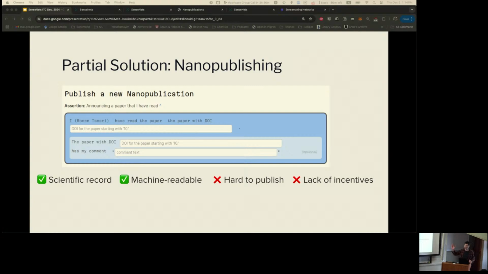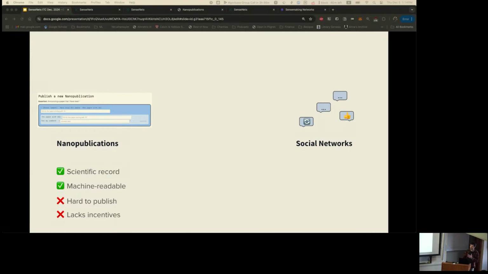But on the flip side, they're hard to publish. No one really has time to go and fill out these forms and choose the right template. And there's also a lack of incentives for even creating them in the first place because no one knows about it. So it's a new project, and that's another challenge. But what we're noticing is there's actually a really interesting complementary relation with social networks. Social networks are exactly the opposite of nanopublications. They're not on the scientific record. They're not machine readable. But they're very easy to use. And there are strong incentives to using them, as we saw earlier.